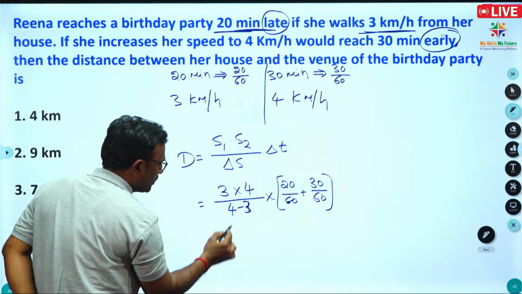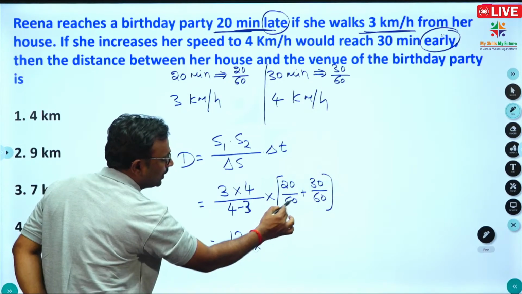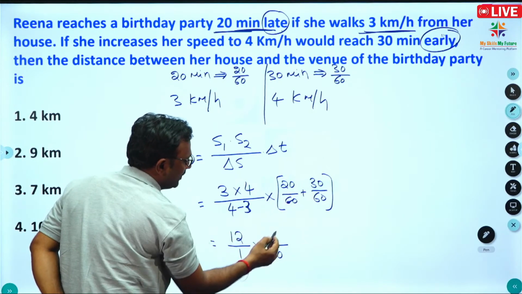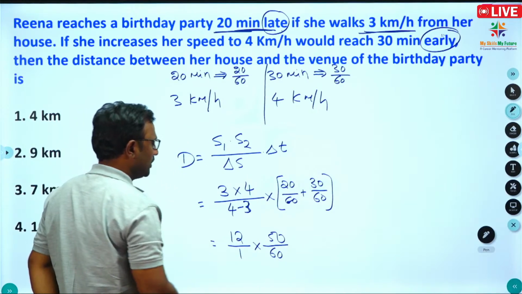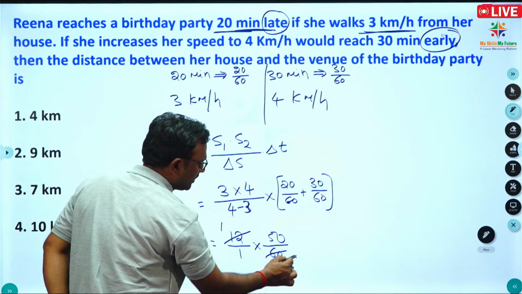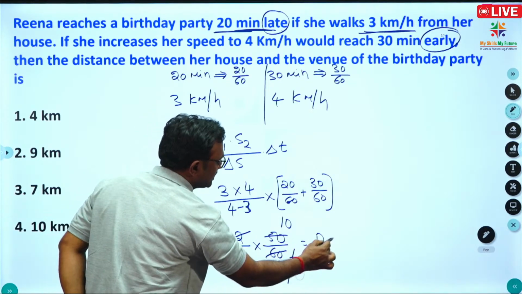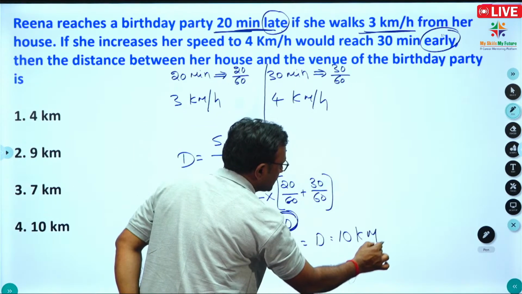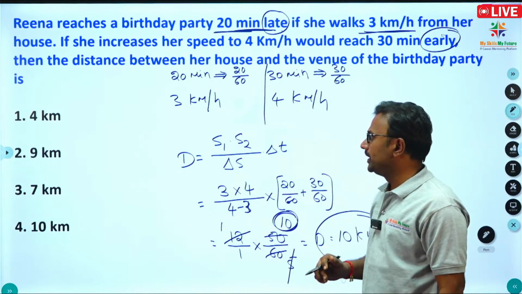So 3 4s are 12, by 1 into denominator is same, numerator will be added, 20 plus 30, 50. Okay. So 12 ones are 12, 5s are 5, ones are 5, tens are... So distance is equal to 10 kilometers.